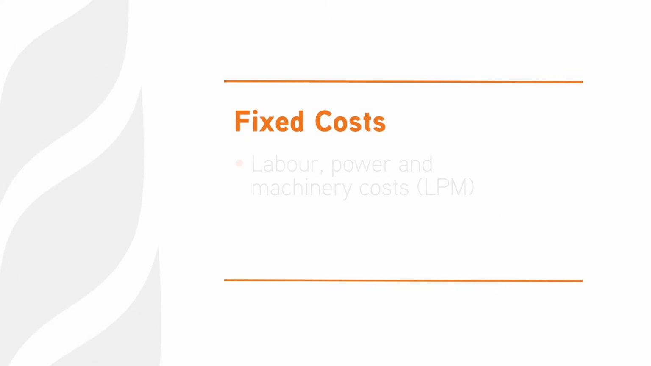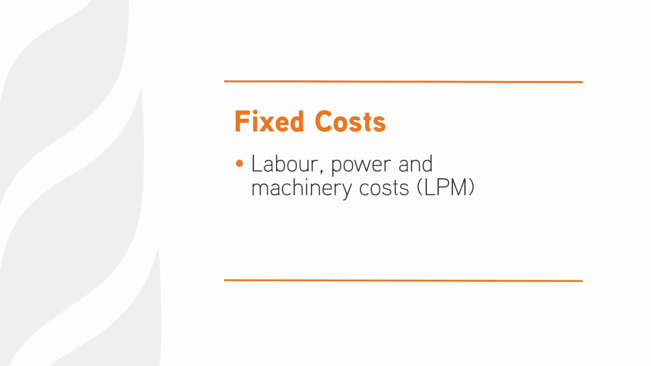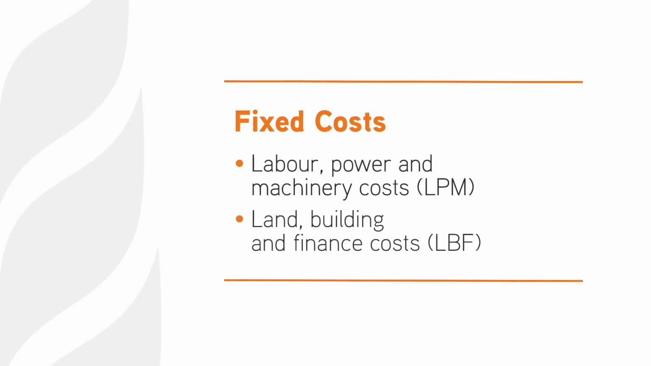To keep it simple though, we like to put them into two very broad categories. We have the labor, power, machinery costs, the cost of getting the job done on the farm, and then we have the land, building and finance costs, which are really the result of whether you're effective at managing the gross margin and the labor, power, and machinery costs, and also your decisions about farm growth and expansion and reinvestment and so on. We're going to focus mostly in this video on the labor, power, and machinery costs, because if you can get this right and you can get the gross margin right, the land, building and finance costs will follow along just nicely.